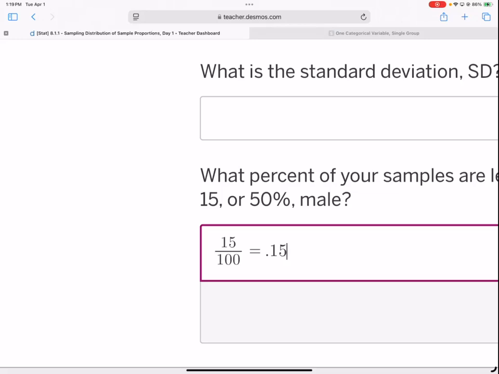I know I said it really off the cuff a couple of times early in the school year. To be considered unusually low, to be considered unusual, the probability must be less than 5%. We got 15%. Is 15% lower than 5%? No. So the answer is it's not unusually low. Getting 15 is not unusually low.